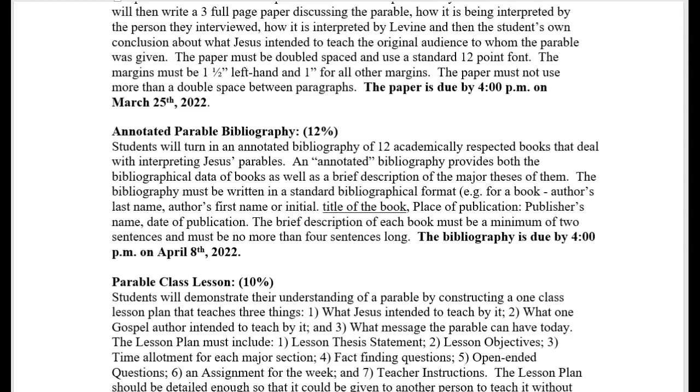And an annotated bibliography then provides not only the bibliographical data, that is, who the publisher is, author, the name of the book, the publisher, the date of publication, but also a brief description of the major theses of this book. So usually you can find a thesis, or you can find a short description on the back cover of a book or in the introduction of a book.